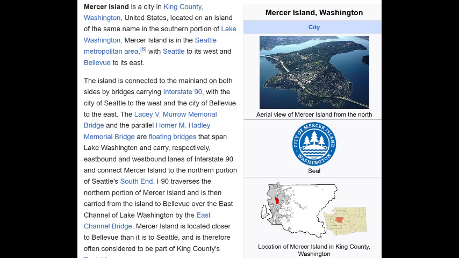Now, Mercer Island is a city in King County, Washington, United States, located on an island of the same name in the southern portion of Lake Washington. Mercer Island is in the Seattle metropolitan area, with Seattle to its west and Bellevue to its east. The island is connected to the mainland on both sides by bridges carrying Interstate 90, with the city of Seattle to the west, the city of Bellevue to the east, blah, blah, blah. So those are interesting names. King County for Mercer Island, Washington.